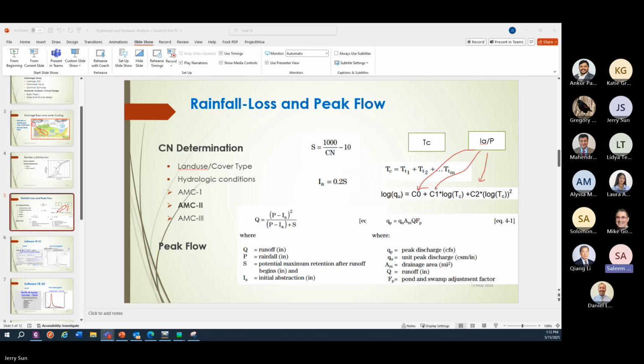IA is initial abstraction. So we are accounting for this initial abstraction, which may be the interception by plants. It could be some storage in little puddles, or it could be something else. The whole formula here, the IA, initial abstraction, is taking care of it. That's number one. Number two, like I said, we're trying to simulate nature, right? We are not designing a transistor like the electrical engineer, or something on the mechanical side. So here we are trying to simulate nature.